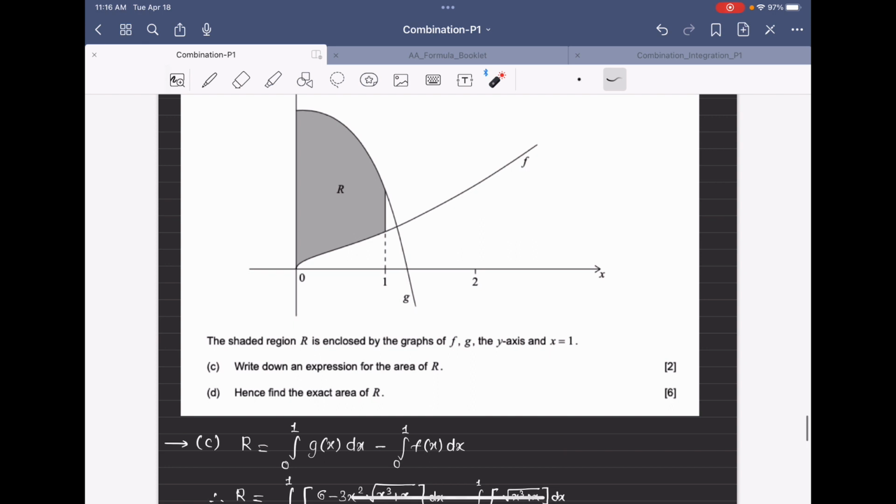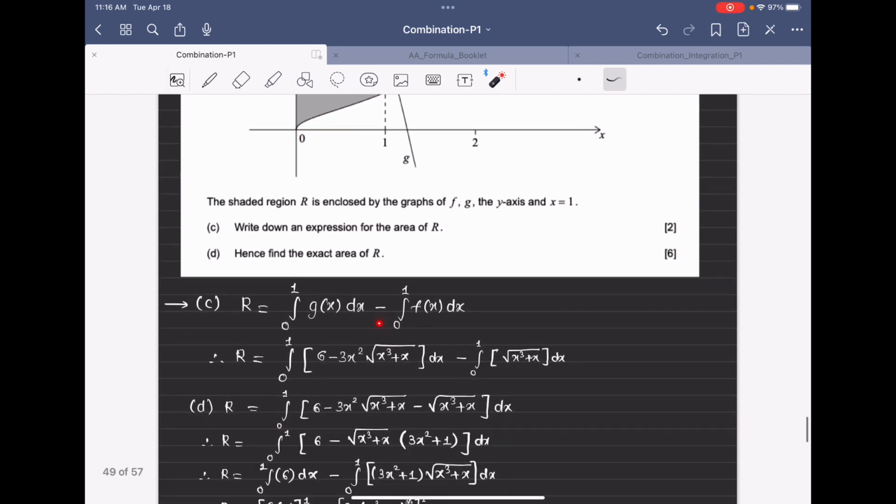You can see clearly the above one is your g of x, with lower limit 0 and upper limit 1. So it will take this area, but I want only this area. So from the g of x area with lower limit 0 and upper limit 1, I will subtract the f of x area with lower limit 0 and upper limit 1. R is the integral from 0 to 1 of g of x dx minus the integral from 0 to 1 of f of x dx, because the upper one is g of x.